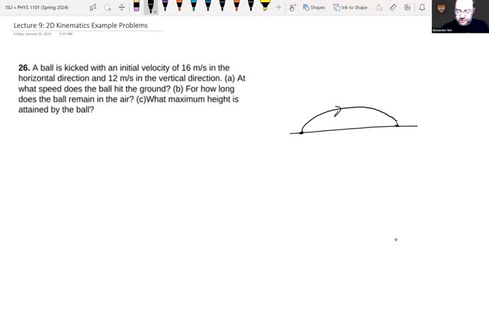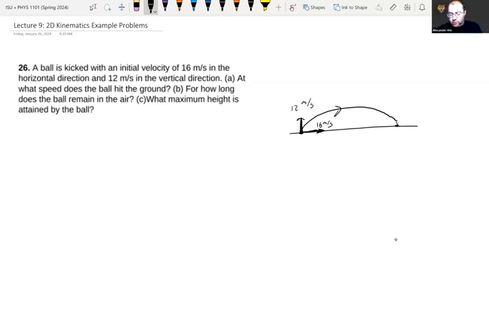Now, we're told a couple of different things. We're not told what speed it's kicked with, but we are told the components, which in many ways to do kinematics is more useful. And we're told the horizontal and vertical. Now, last time I said it was 12 in the horizontal. It's actually 16 meters per second in the horizontal and 12 meters per second in the vertical.